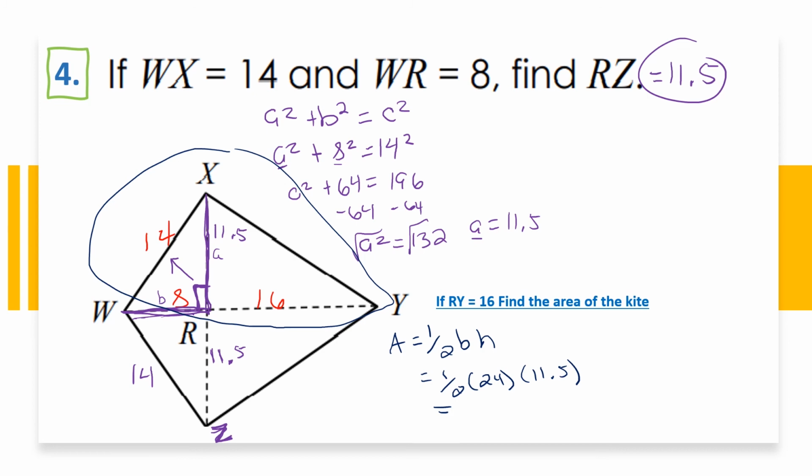And so that would be 138. The other triangle would be the same, so I can multiply that by 2. So the area of the kite is 276. There's no units here because I kind of just added this piece. But that is how you would find the area.